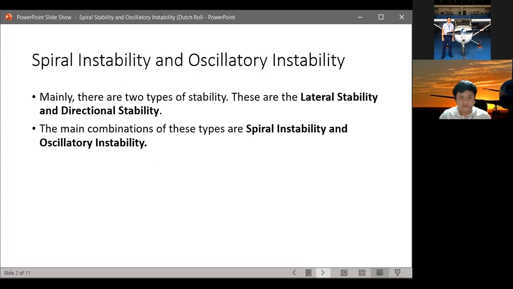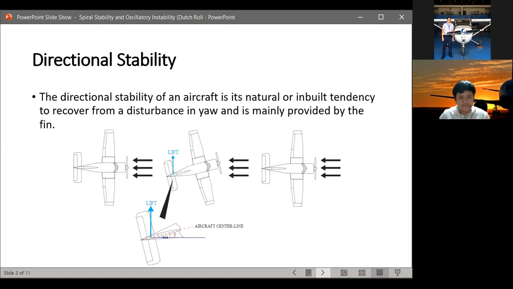So I'm going to discuss spiral instability and oscillatory instability. Mainly, there are two types of stability. These are the lateral stability and directional stability. So the main combinations of these two types are spiral instability and oscillatory instability. So before we understand what spiral instability and oscillatory instability are, we first need to know the definitions of lateral stability and directional stability. So first, directional stability.